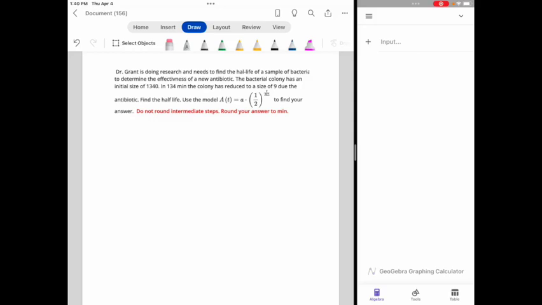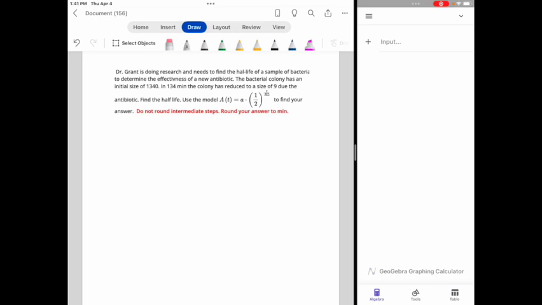Dr. Grant is doing research and needs to find the half-life of a sample of bacteria to determine the effectiveness of a new antibiotic. The bacterial colony has an initial size of 1,340, and then in 134 minutes, the colony has reduced to a size of 9 because of the antibiotic. And we're supposed to use this information to find the half-life.